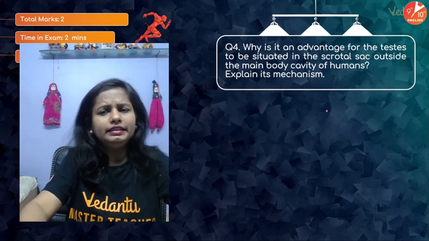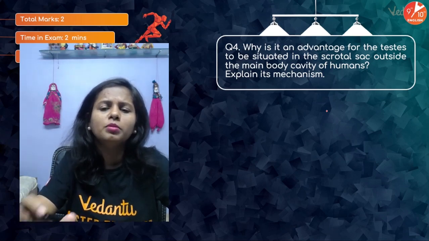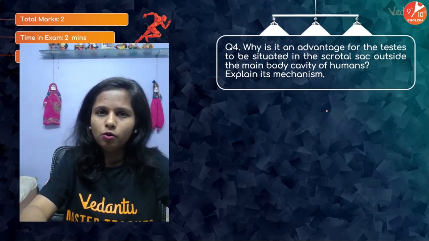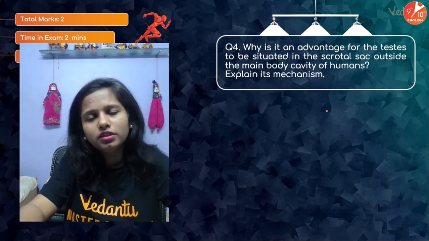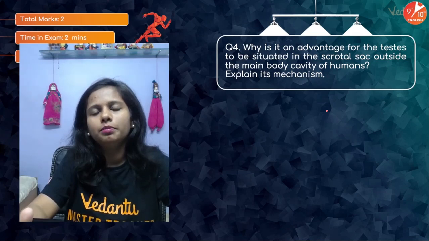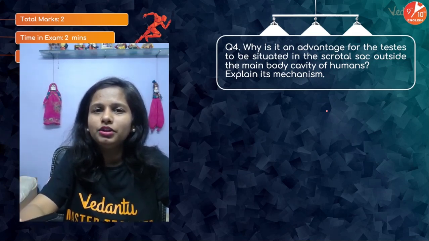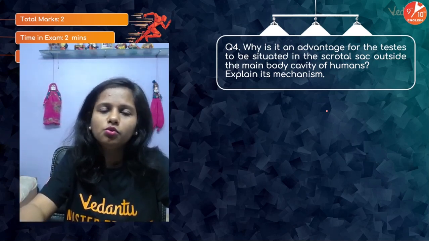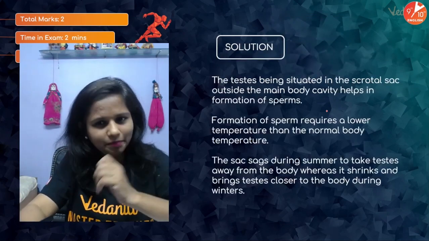Why is it an advantage for the testis to be situated in the scrotal sac outside the abdominal cavity? Explain the mechanism. Now, all organs in the male body are placed within the abdominal cavity except for testis. They are placed outside the abdominal cavity in a sac called scrotum. Why? It helps in the production of sperms. For the production of sperms, a temperature 2 to 3 degrees lesser than the body temperature is required, and that can only be maintained outside the body. Hence the testes are placed there.